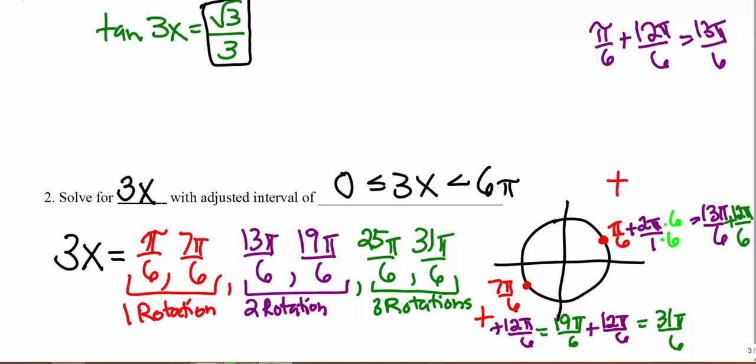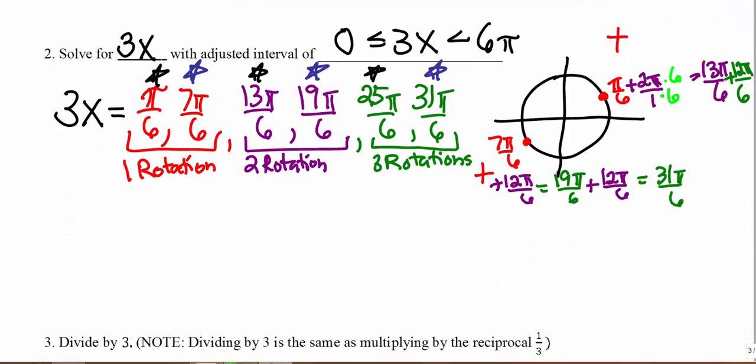So you want to keep in mind that pi over 6 is coterminal to 13 pi over 6, which is also coterminal to 25 pi over 6. Just different amounts of rotation around the circle. But they all are in the same exact location as pi over 6. 7 pi over 6 is coterminal to 19 pi over 6, and that's also coterminal to 31 pi over 6. So all of them are in this exact same spot as 7 pi over 6, just different amounts of rotation around the circle.